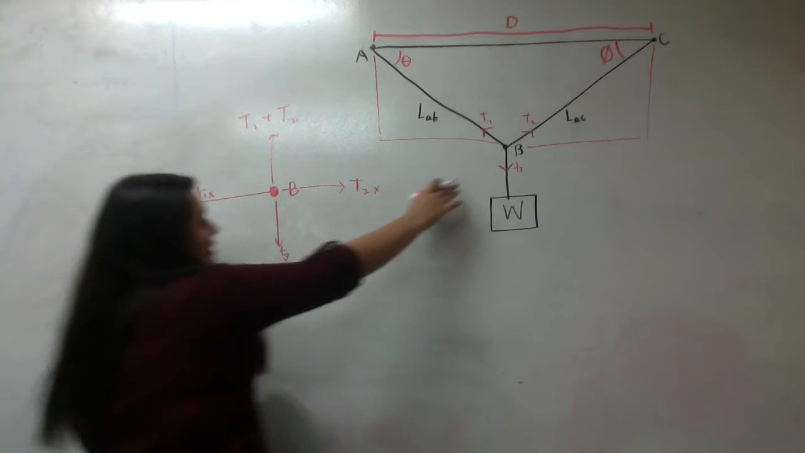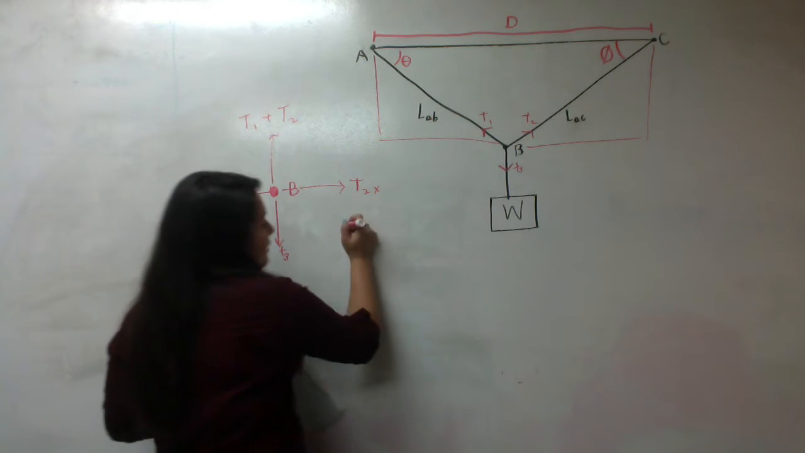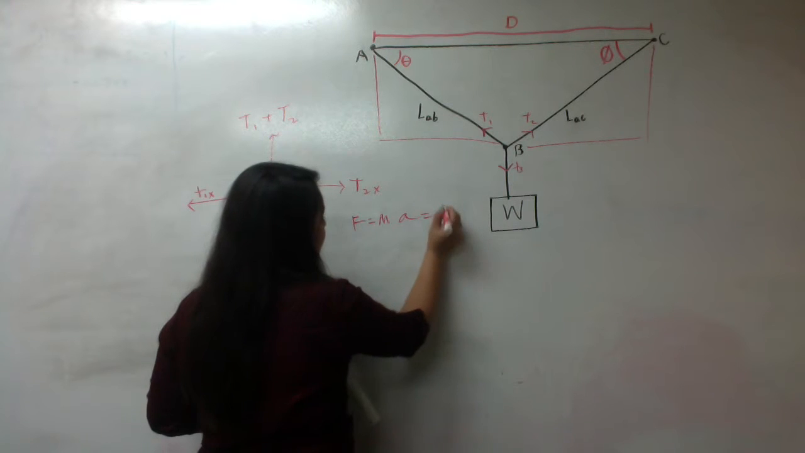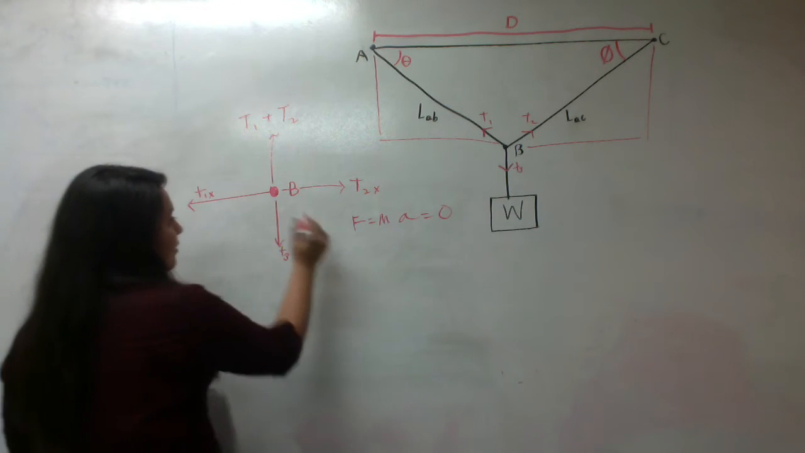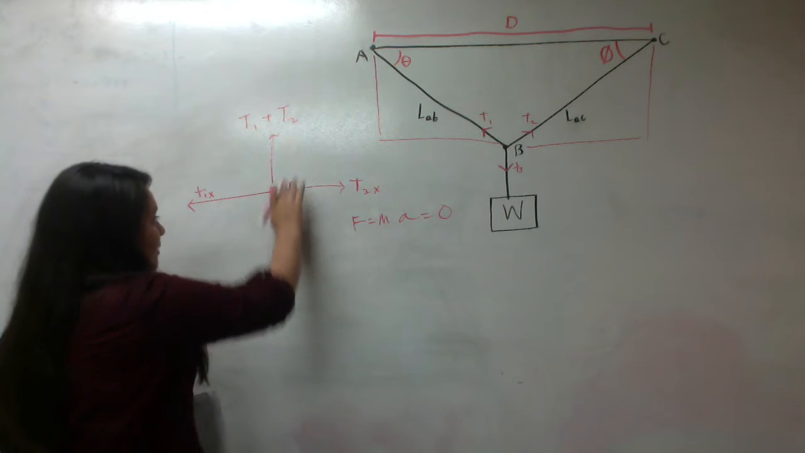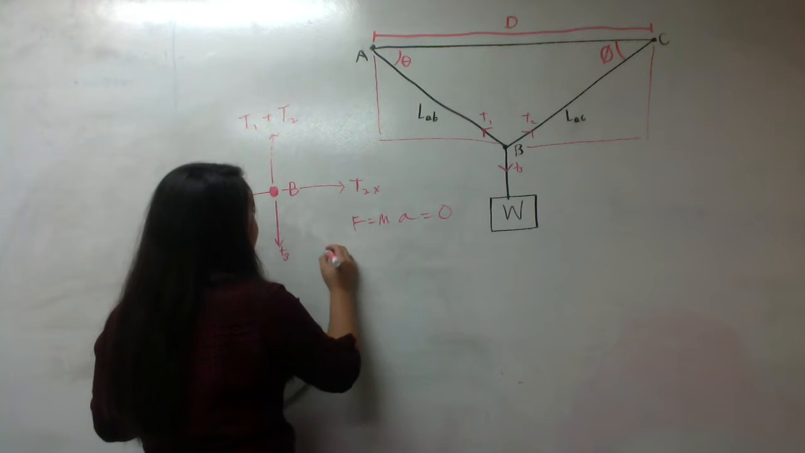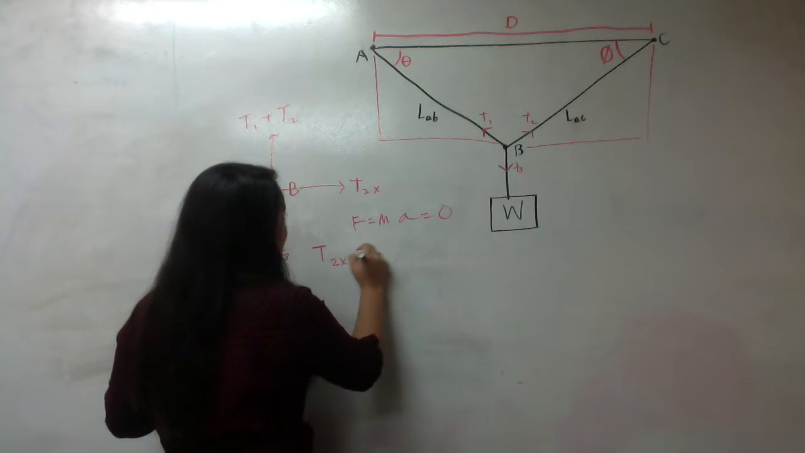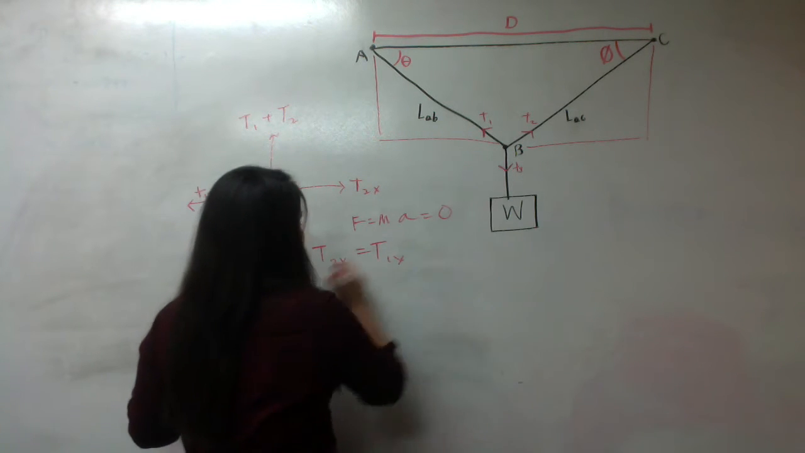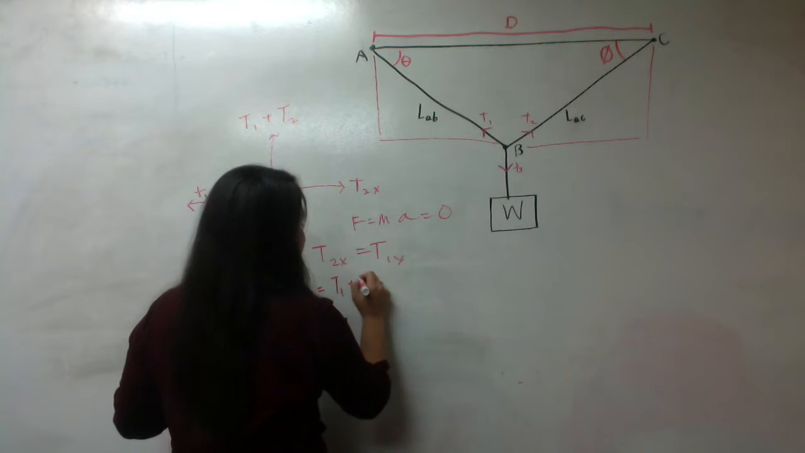Since this weight is not moving, that means that our mass times acceleration, which is force, is 0. That means we can set both sides equal. So this x component should be 0 since it's not moving side to side, and this y component added together should be 0 since it's not moving up or down. So we have tension 2x is equal to tension 1x. And then we have this tension 3 is equal to tension 1 plus tension 2.